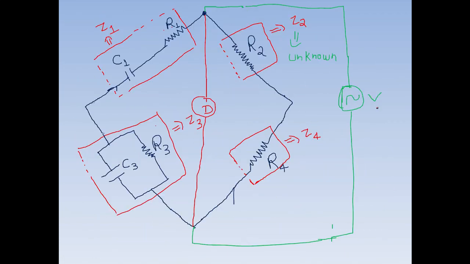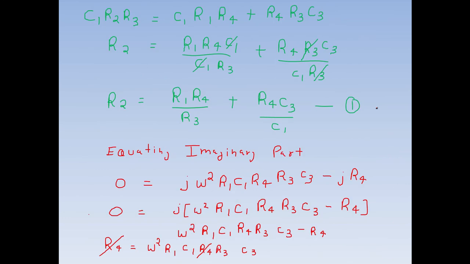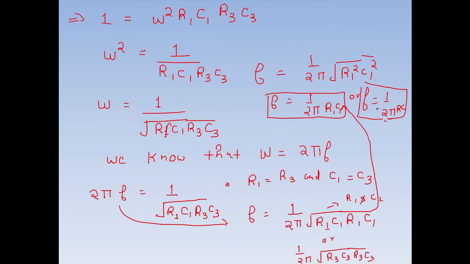So from this Wien-Bridge oscillator, we can easily find the frequency, which is given as f is equal to 1 upon 2 pi RC. This is the standard equation for measurement of frequency by using the Wien-Bridge oscillator. So the frequency generated by the Wien-Bridge oscillator is given by f is equal to 1 upon 2 pi RC. This is very important.